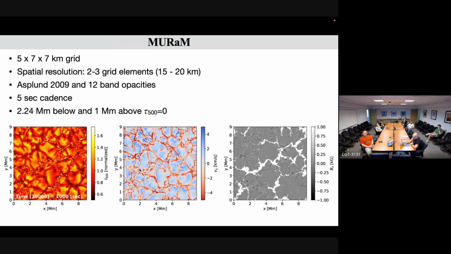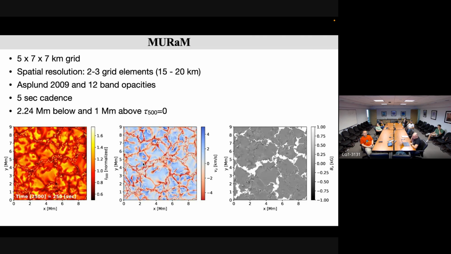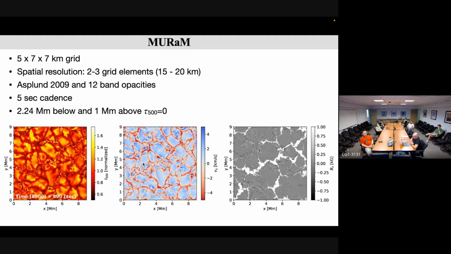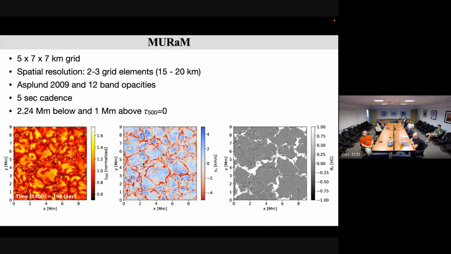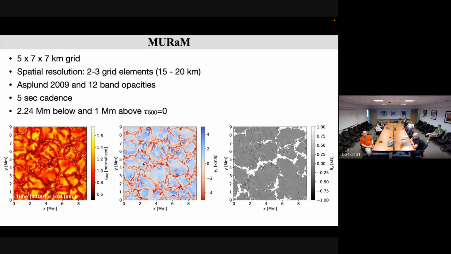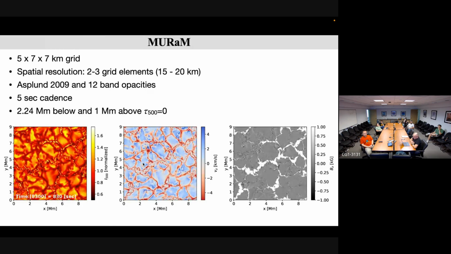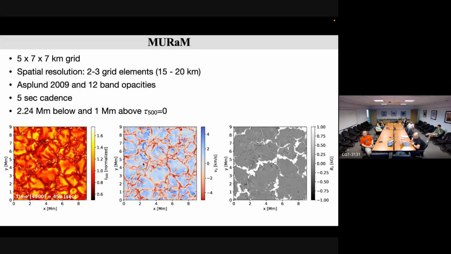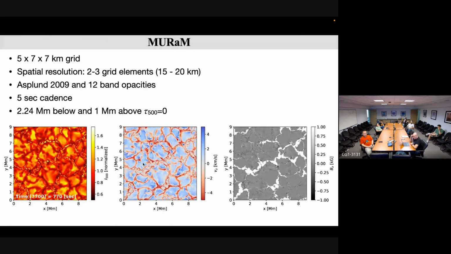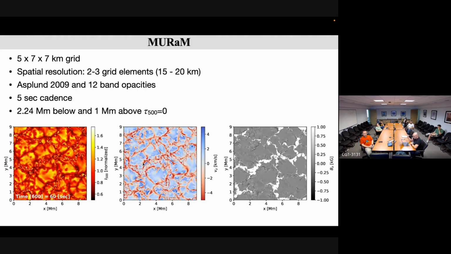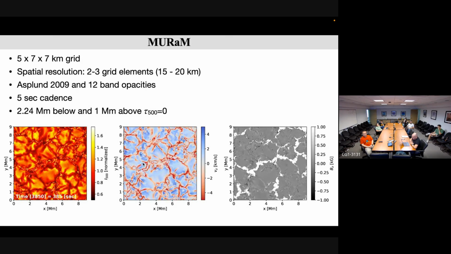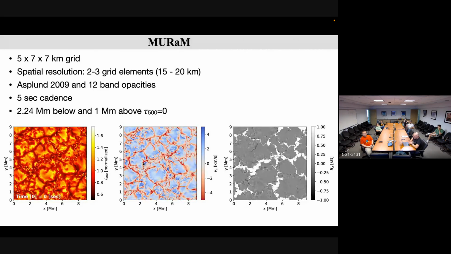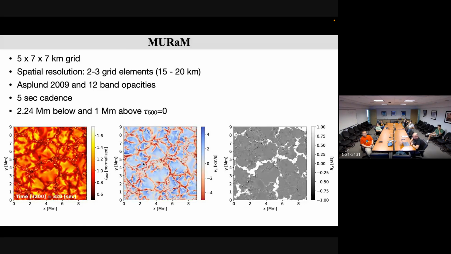The domain covers 2.24 megameters below the photosphere, below the tau equal 1 layer, and 1 megameter above tau equal 1. The magnetic setup was selected in a way that we get very strong network fields, like kilogauss fields, which is a good approximation for a plage-type atmosphere.